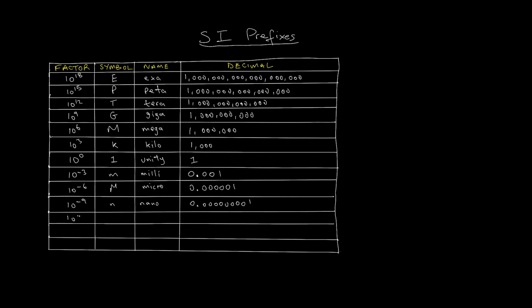10 to the minus 12. We know this as pico, little p. So a 0 followed by 11 zeros, 6, 7, 8, 9, 10, 11, and a 1. A couple more to go in this table. 10 to the minus 15. There's little f, not used by many people, femto.